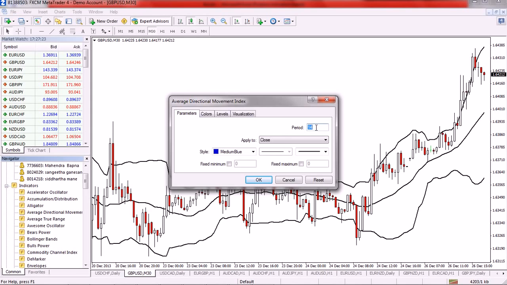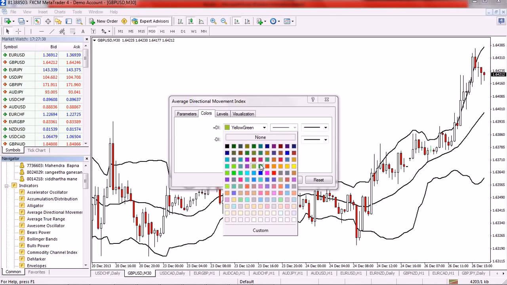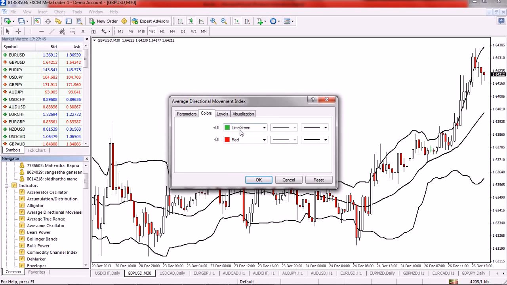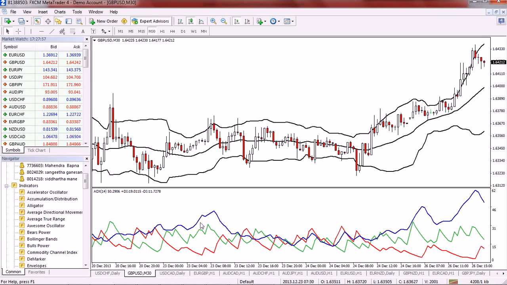So the ADX, let's give the parameters. ADX period, you can leave it as 14, and I just changed the color to medium blue. For colors, put the plus DI as a green color, medium sea green, and the minus DI as a red color. Levels, you don't need to use any levels here. Okay, and click OK. So this is the ADX indicator.